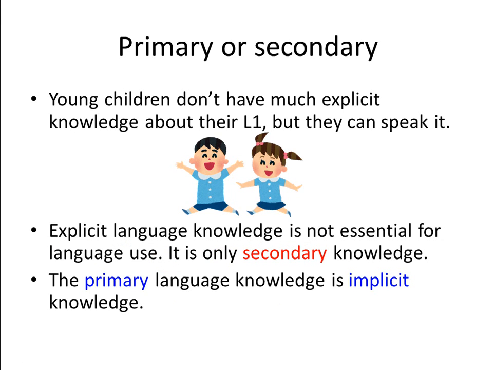So the status of explicit knowledge or metalinguistic knowledge is secondary, not primary. The primary language knowledge is implicit knowledge. So implicit language knowledge is critical. It is essential for us to use language.